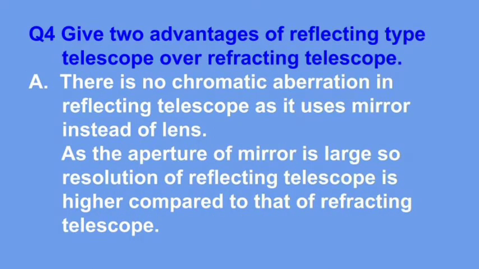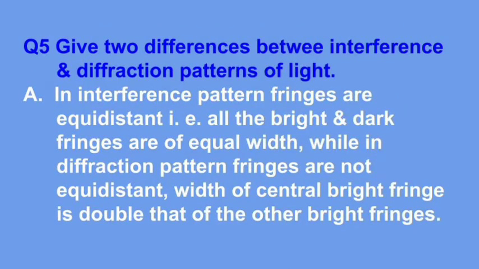Next, question number 4. Give two advantages of reflecting type telescope over refracting telescope. The first advantage is there is no chromatic aberration in reflecting telescope as it uses mirror instead of lens. And the second advantage, as the aperture of mirror is large, the resolution of reflecting telescope is higher compared to that of the refracting telescope. If you want to give any other advantage, you can check my lesson of optical instrument part 2. Now the fifth question.